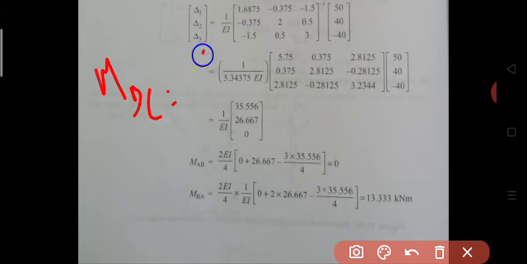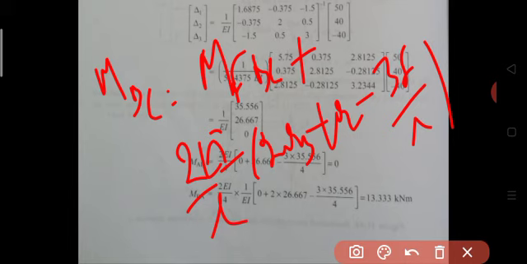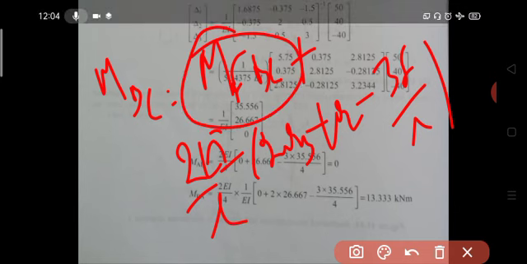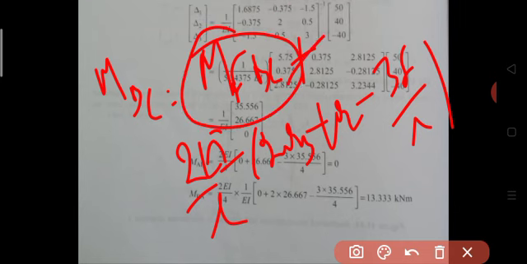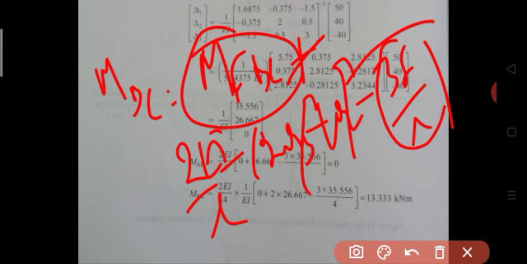Then MBC is equal to again M of BC plus 2EI by L, 2 times theta B plus theta C minus 3 delta by L. In this case the beam portion is subjected to some external forces, therefore you get some M of BC moment, which we already determined. Then substitute theta B and theta C. For this beam there is no transverse displacement. The sway is considered only for columns. Only columns are subjected to transverse displacement, but the beam is not, so the delta term in the beam portion is equal to 0.